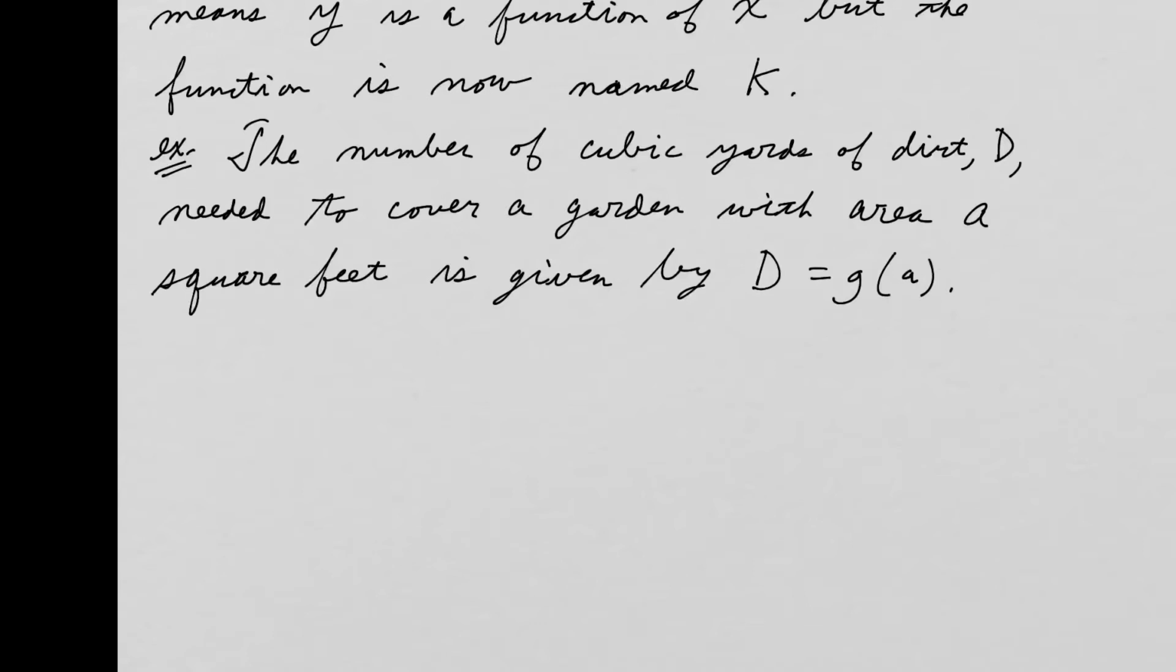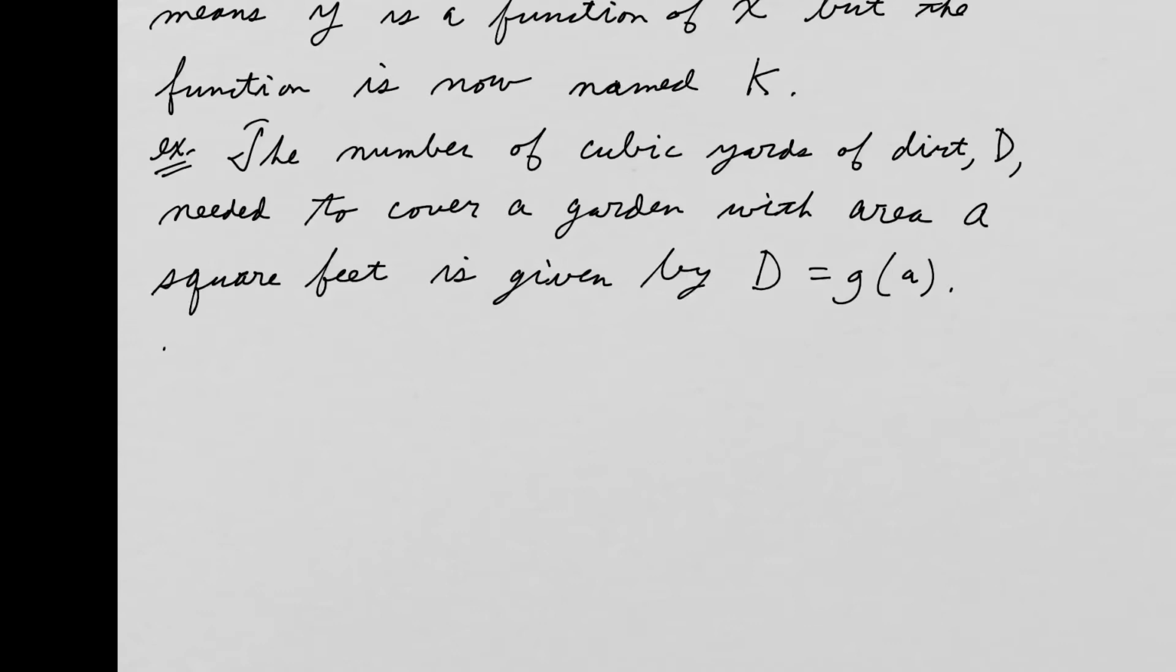So basically what I did is I wrote that D, the number of cubic yards, is a function of A. It's a function of the area. The area is my input, and the number of cubic yards of dirt needed is going to be my output. And the function in this case we call G. So D equals G of A. That's how you interpret that.